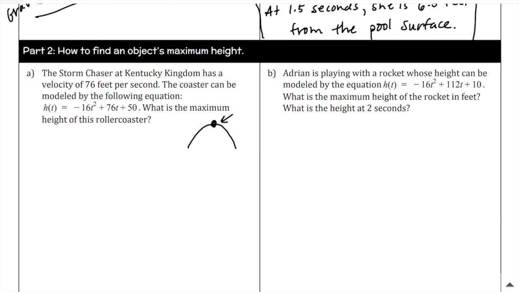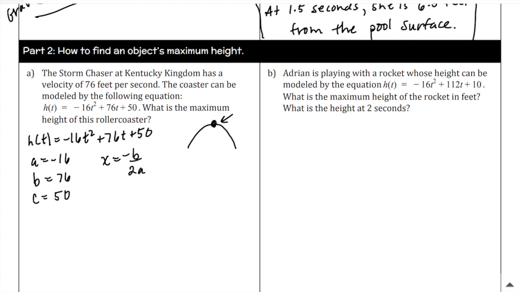Because of that, I'm going to be writing out my formula. So I have h of t is equal to negative 16t squared plus 76t plus 50. This is already in standard form, and what I mean by standard form is just like what we did last week with the quadratic formula. We know that a is negative 16, b is 76, and c is 50. And since I need to know what the vertex is, I can go ahead and use my vertex formula.